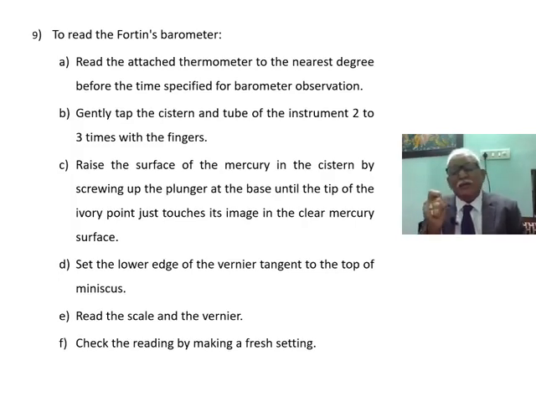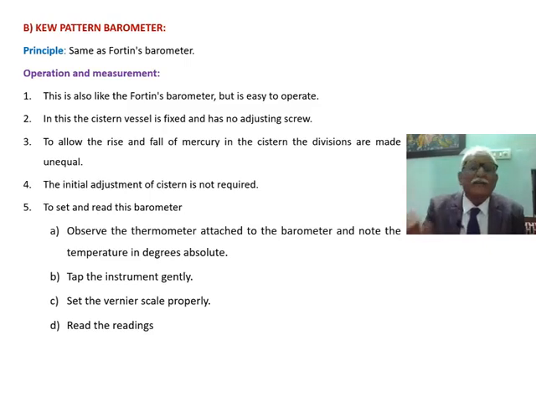This I am going to show you in the live demonstration on YouTube. Again, I am going to display this one. So set the lower edge of the vernier tangent to the top of the meniscus of the mercury. Now read the scale of the vernier, and check the readings by making a fresh setting. This is how we can see the pressure. It's a very, very simple instrument, and there is a standard procedure for that.